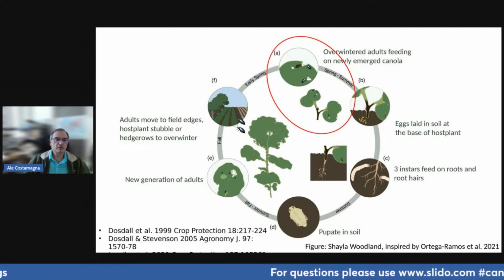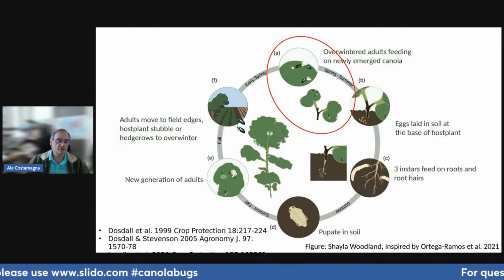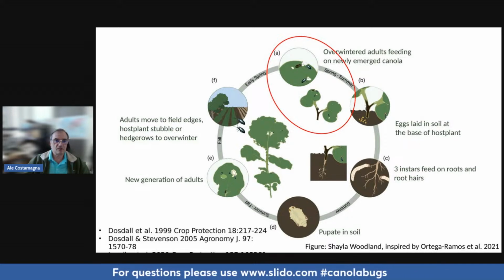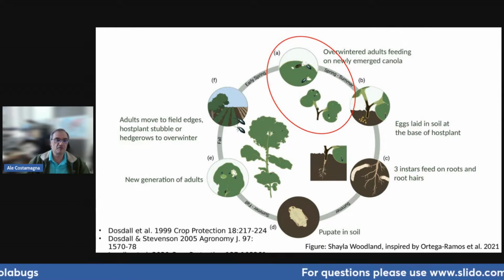Here, I'll go very briefly over the life cycle. The most important thing to remark here is that they overwinter as adults. They spend the winter in the border of the fields or hedgerows or woodlots, protected by the snow cover from the cold temperatures. And as soon as we have a nice day like today, here at least in Manitoba, over 15 degrees Celsius, the adults become active.